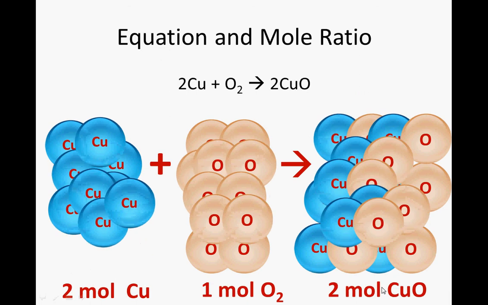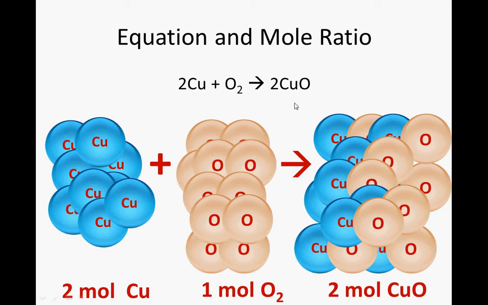Okay, what about this? If you have a lot of copper, a lot of oxygen, and then you also have a lot of CuO. Of course, to abstract things, we say this amount is 2 mole of copper. This amount is 1 mole of oxygen molecules. This is 2 mole of copper oxide.